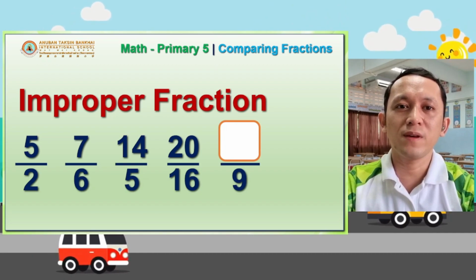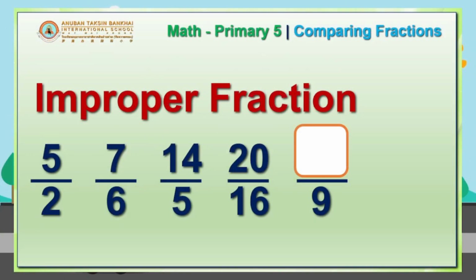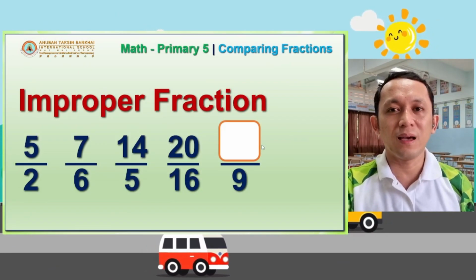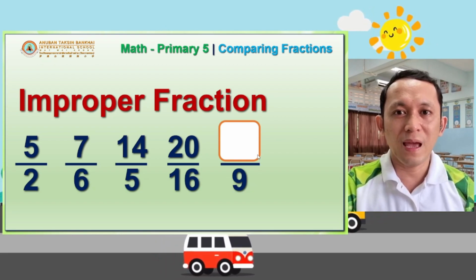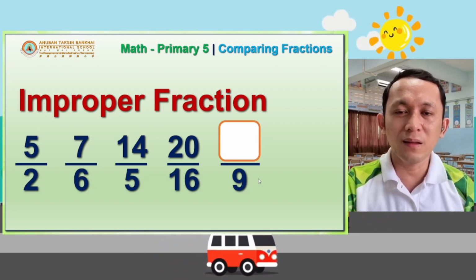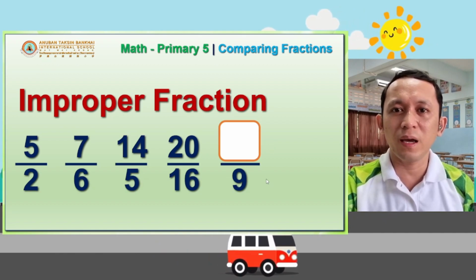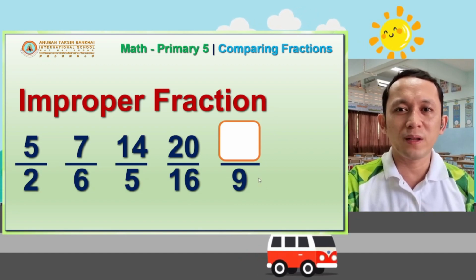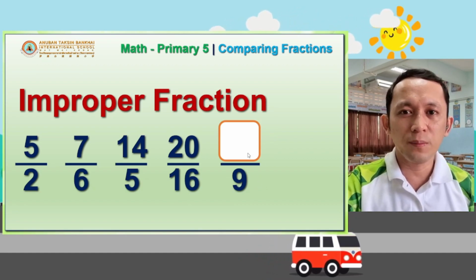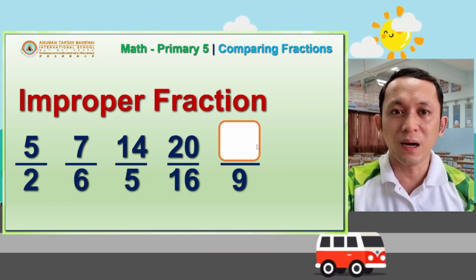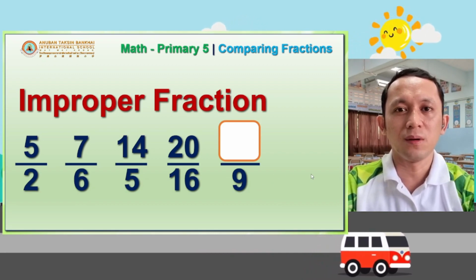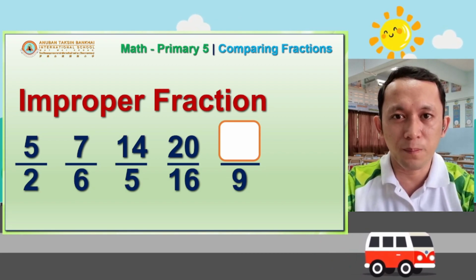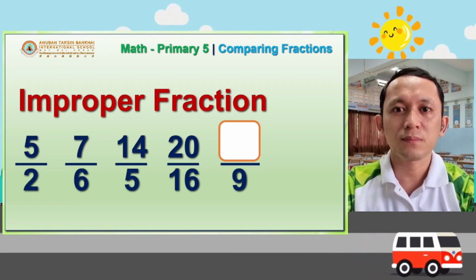Here, if we have blank over 9, we can just write any number greater than 9 to make it an improper fraction. So we can have 10 over 9, 11 over 9, 20 over 9, 30 over 9, as long as the numerator is greater than our denominator. So these are improper fractions.